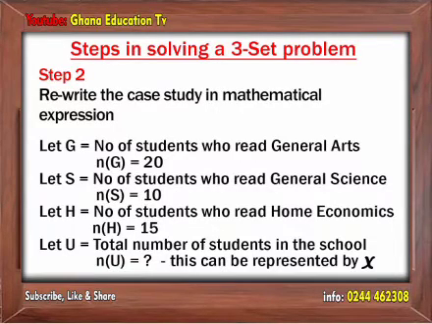And again you write let H equals number of students who read home economics, and under that you write N of H equals 15. And then lastly, let U equals total number of students in the school. So since the total number of students in the school was not given by the question, definitely that is what you are going to work for. So you represent that number, that is N of U, by the letter X. So now let's solve for X.